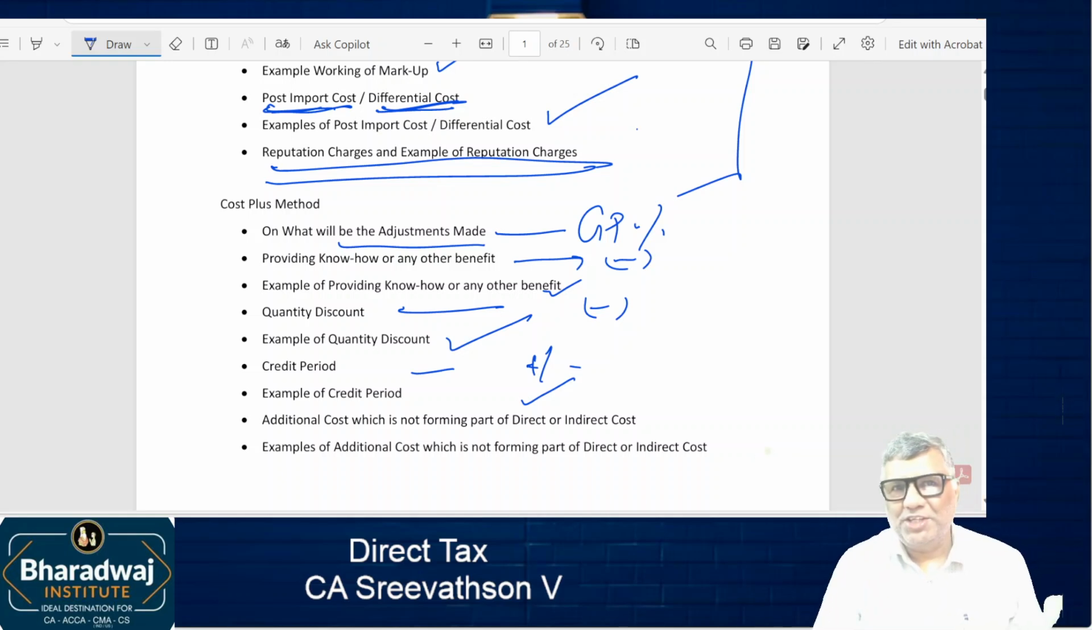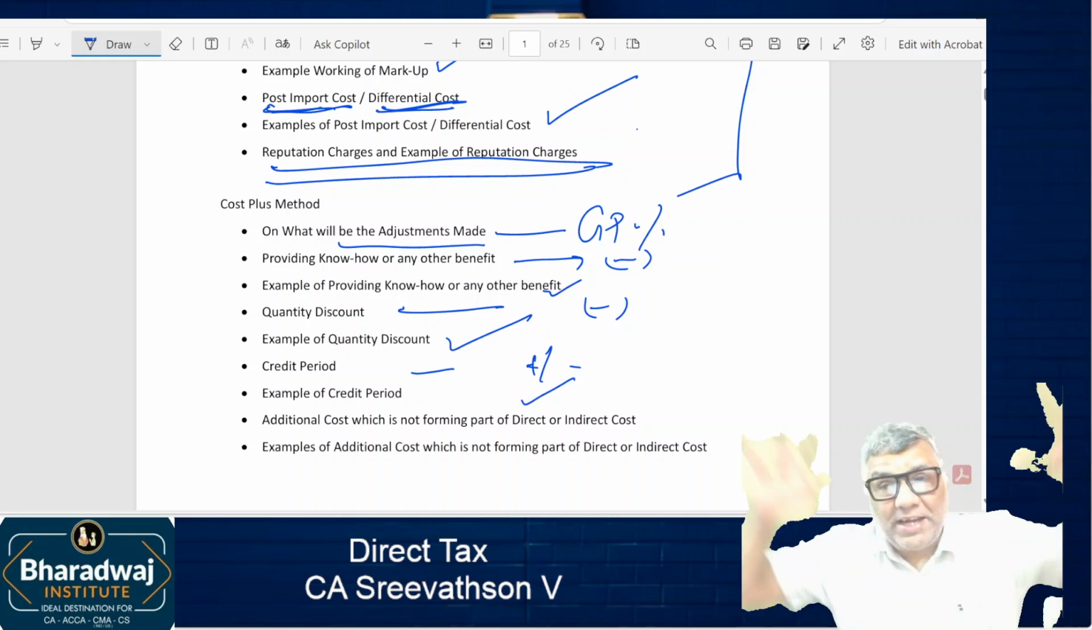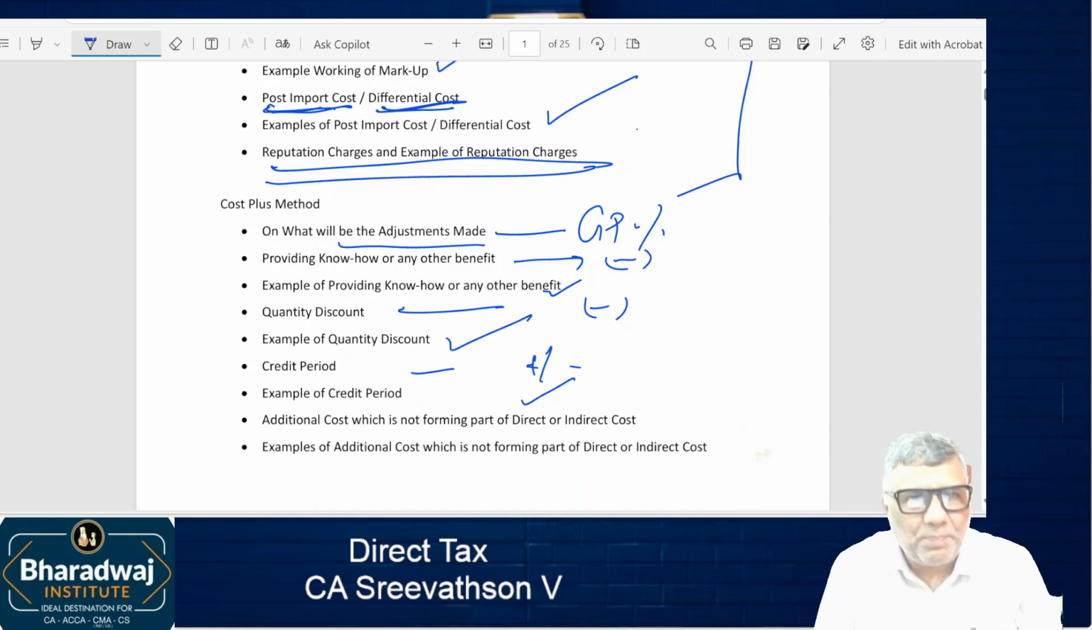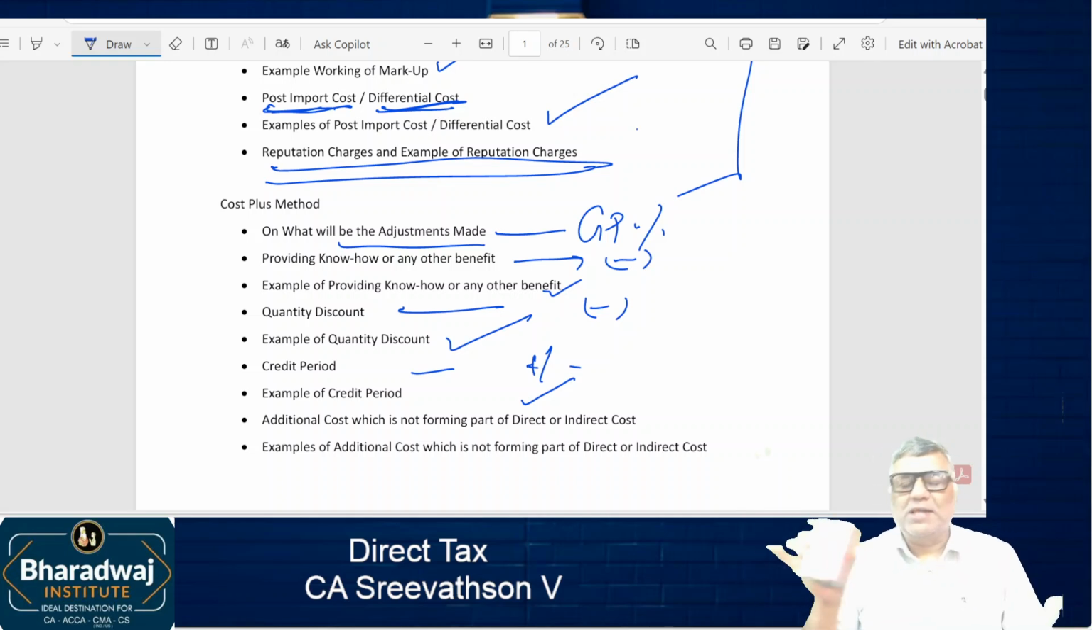Find out the percentage. The marketing expenses come to 1 lakh. 1 lakh of 40 lakhs comes to 4%, like that, and we will find out the cost plus method. We'll find out the GP, apply the GP on the direct cost to find out what is the profit. Any doubts, please ask me.